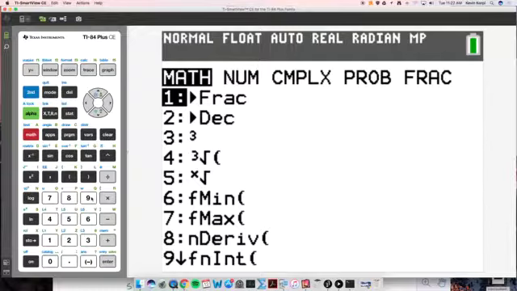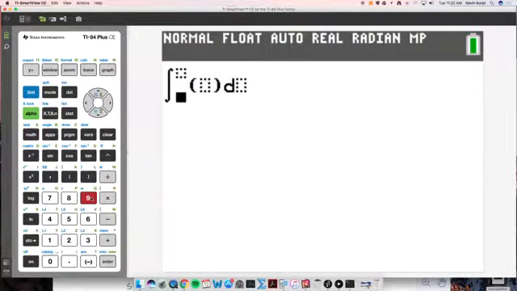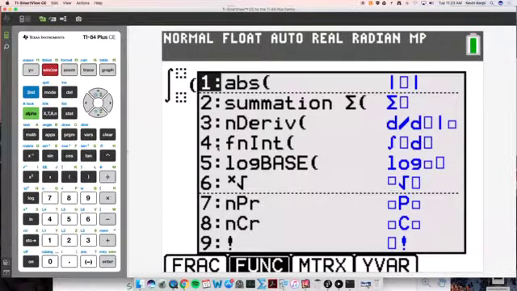So Math 8 is the derivative. Math 9 is the integral. And if you're in MathPrint, it actually gives you a nice little definite integral template. You can also get that by hitting alpha window. There's a shortcut to it. It's number 4. Okay, so if you have the new MathPrint, you can get to the shortcut. I like just saying Math 8 and Math 9.